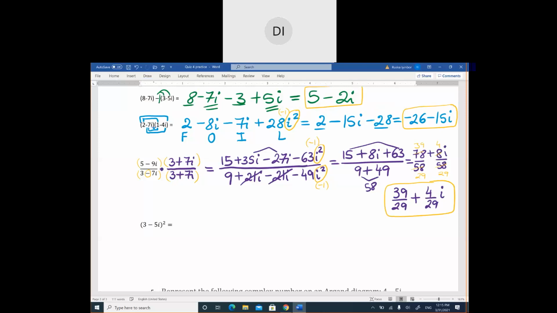Okay, any questions on this? Is it 4i over 29 or 4 over 29i? Doesn't matter in this case. It doesn't matter. You can put i at the end or you can put i in the top. It's still the same. Thank you for asking that. Yeah, that's a good clarification. Yes, it doesn't matter. Okay, any other questions?